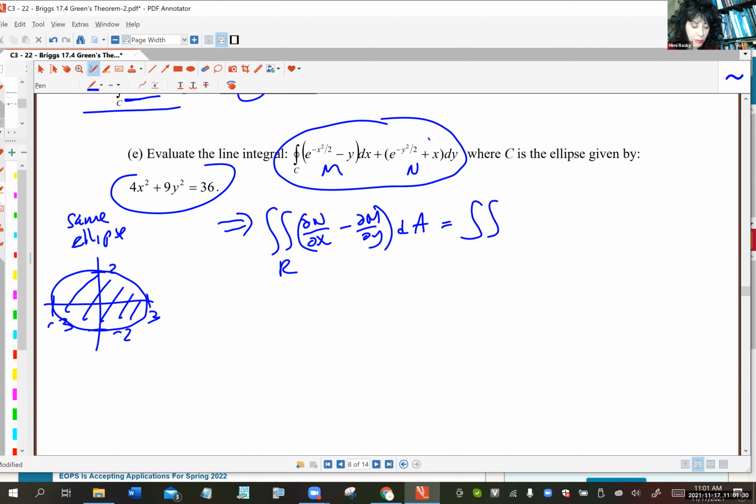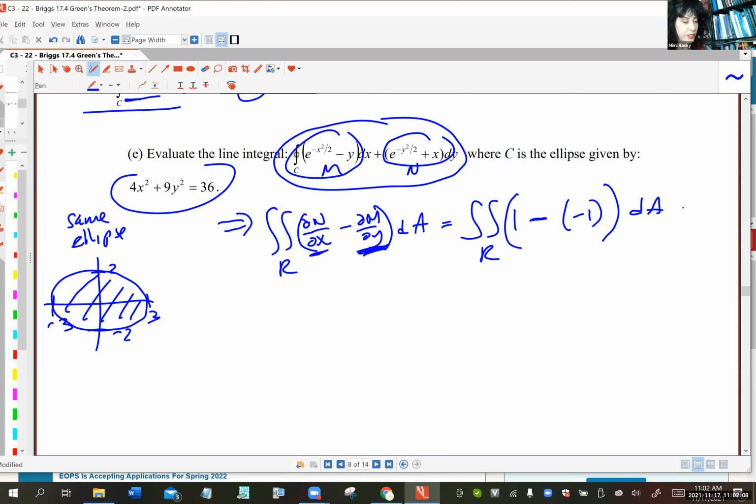Okay, what is the partial of N with respect to x? Notice, even though it has that yucky exponential in there, when you're taking the partial with respect to x, the derivative of that exponential, since it only has a y in the exponent, is going to be 0. So dN/dx here is going to be 1. Minus, now what about dM/dy? Same kind of thing happening here. When you take the partial of this exponential of minus y with respect to y, you're going to get minus 1.